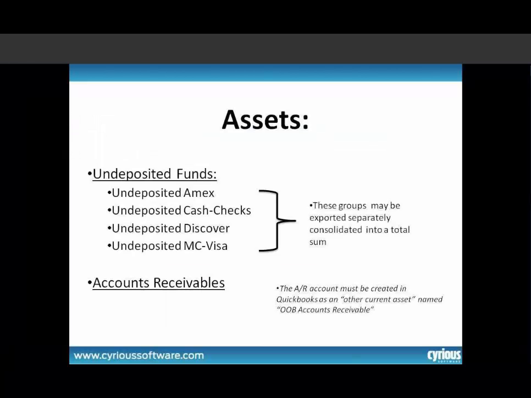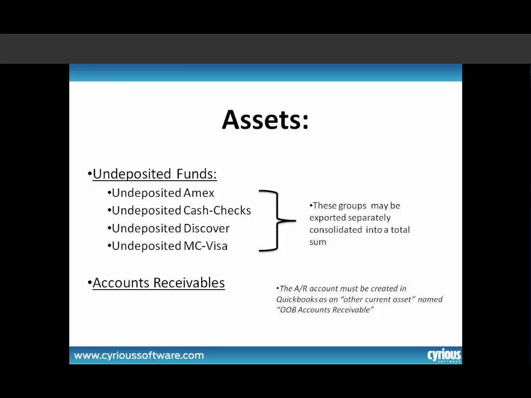Now, under assets we have undeposited funds, and these are going to include payments you receive, payments in the form of American Express, cash or checks, Discover, or MasterCard and Visa, and really any other payment method you have set up in your system. Note that these groups may be exported separately or consolidated into a total sum.